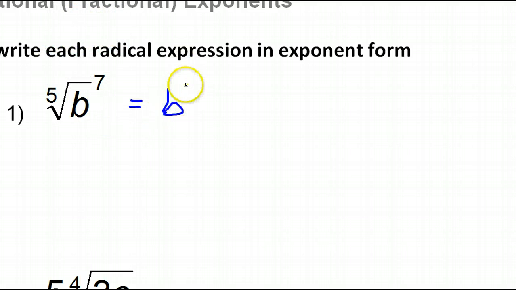So all we need is power over root. So 7 is the power and 5 is the root. So that's how you would do number 1.